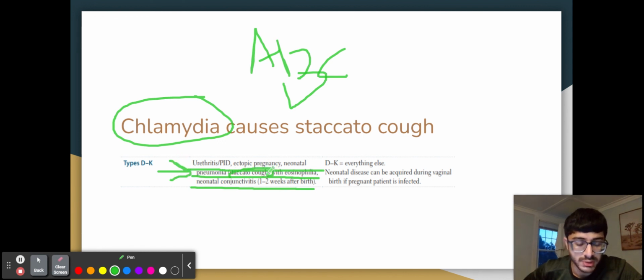I'm not going to explain to you what staccato cough is. It's just a weird cough. I think it's the cough where they cough, cough, cough, inhale. I don't know. I think they cough, inhale, cough, inhale, cough, inhale. That's staccato cough. But it causes staccato cough. It's a weird type of cough. Just know it.